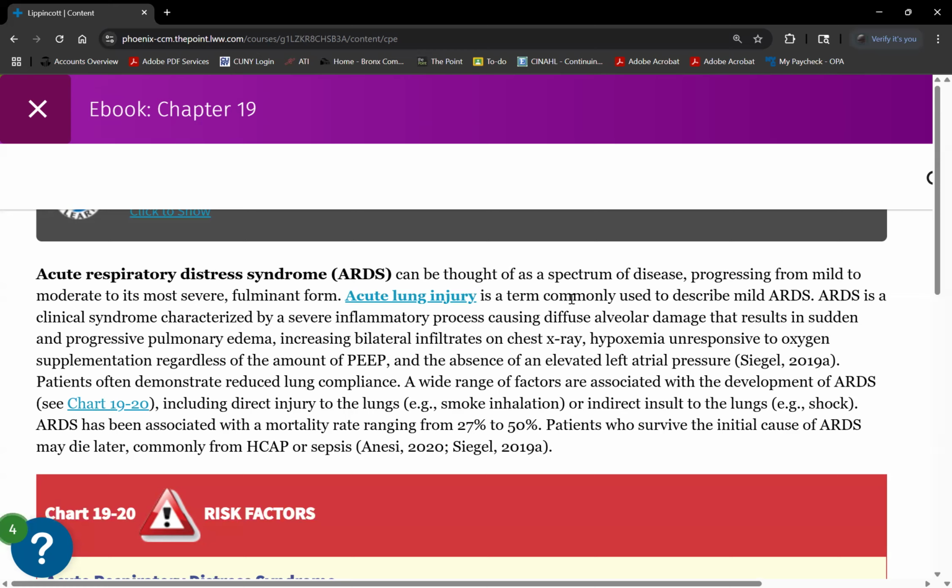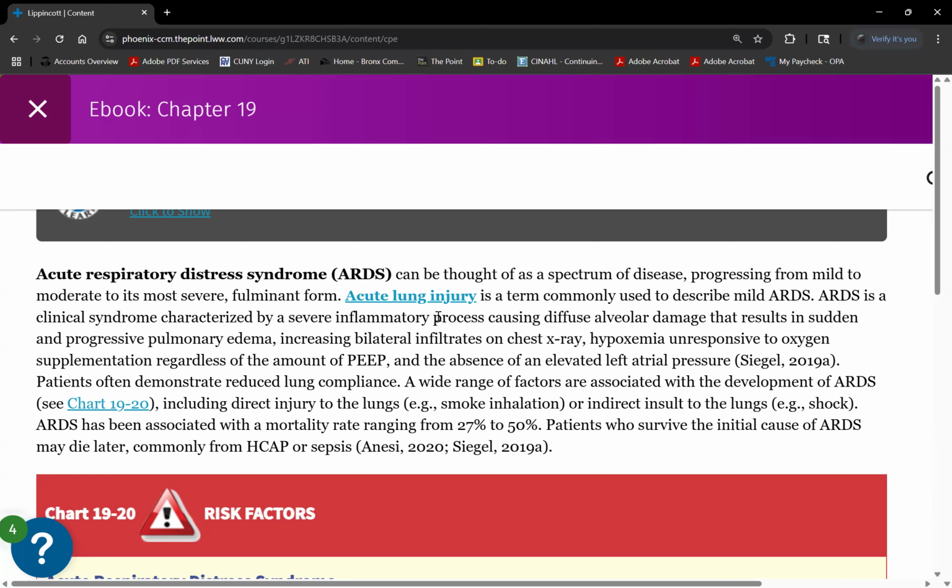Now, why is this a progressive form? Because unlike respiratory failure, which responds to oxygen, ARDS does not. So what happens? How did you get ARDS? Because of acute lung injury. Now, this is a broad term. Acute lung injury, what do you think is the literal meaning?